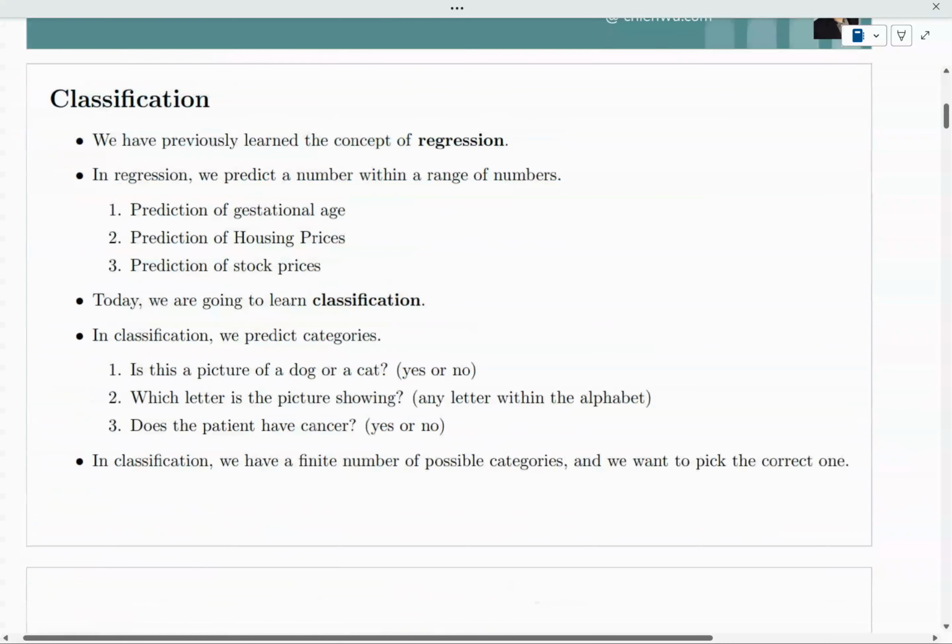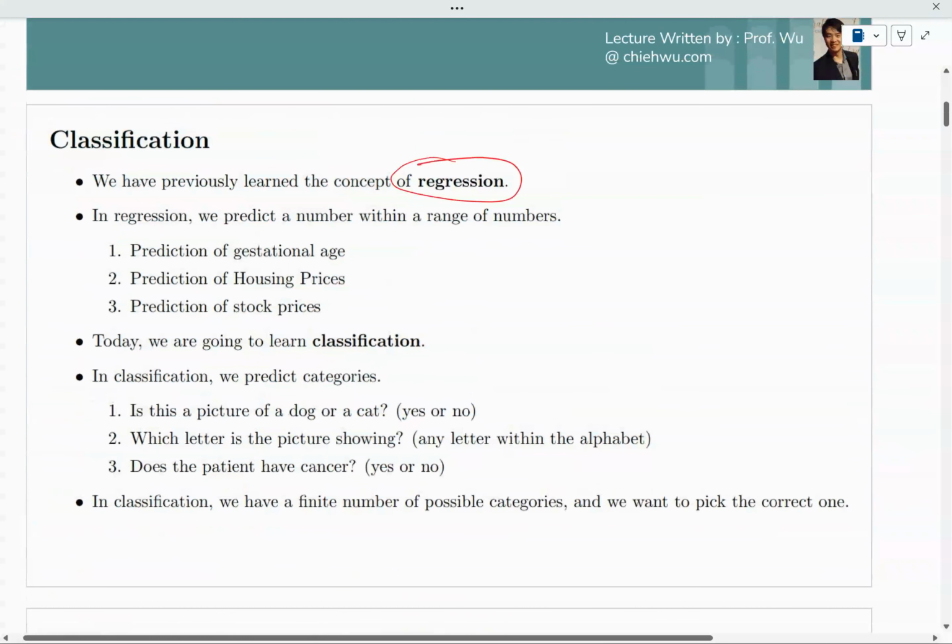So, classification, we previously learned the concept of regression. In regression, we essentially predict a number within a range of numbers. What we are predicting, a continuous number, was age of a baby or housing price, stock prices. These were the things that you could predict with regression.